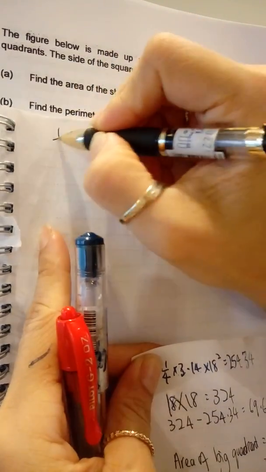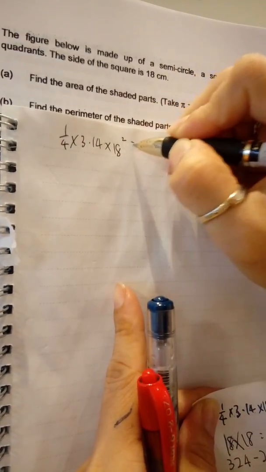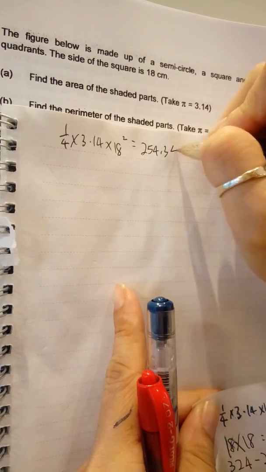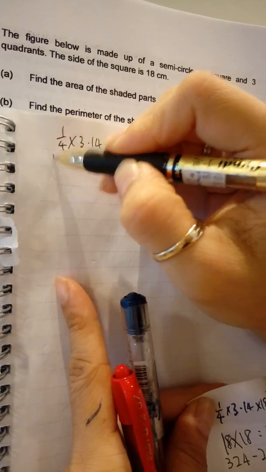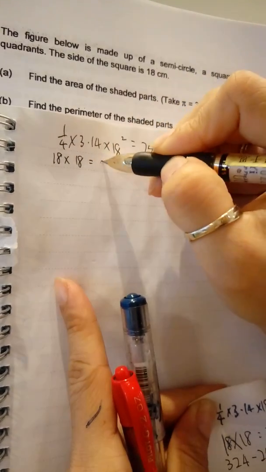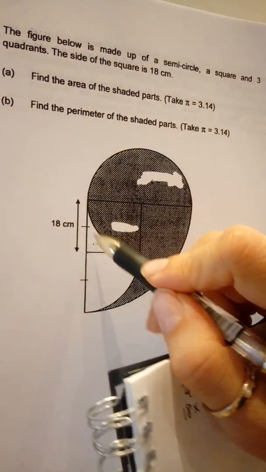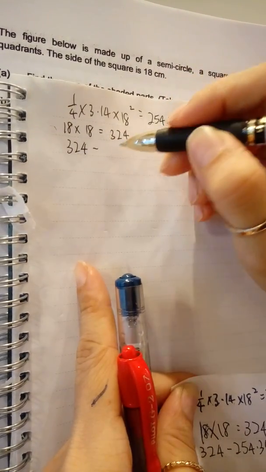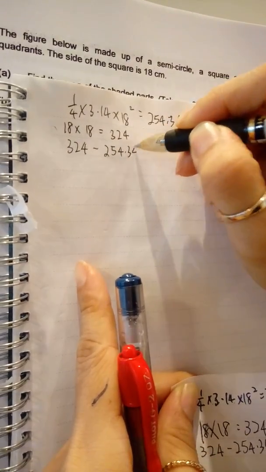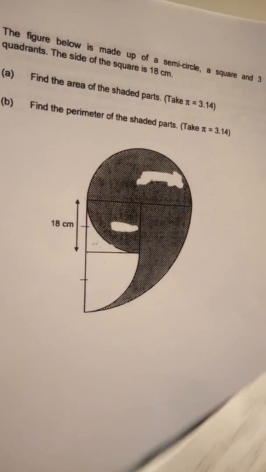Sorry, my ink is not running very well today. So the first quadrant, 1/4 times 3.14 times pi r square, I get 254.34. Okay, you don't have to write this if you don't. The area of the square, 18 times 18, I get 324. Now I'm going to find the area of this small little unshaded part here. So I'm going to take the square, going to minus off the quadrant, and I get 66.